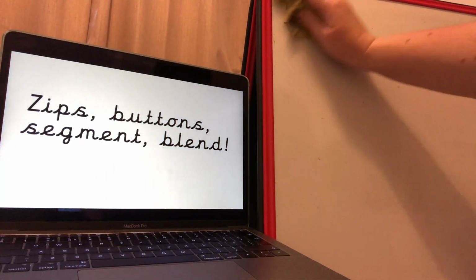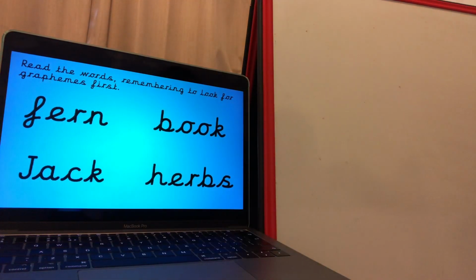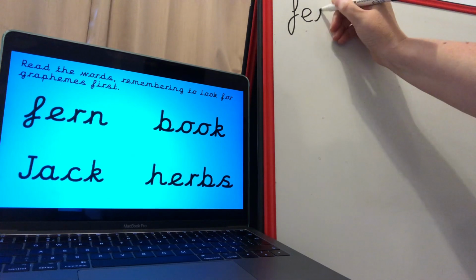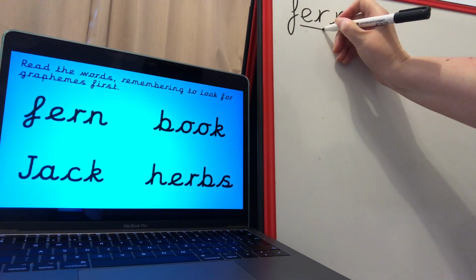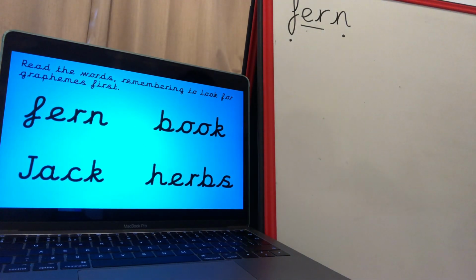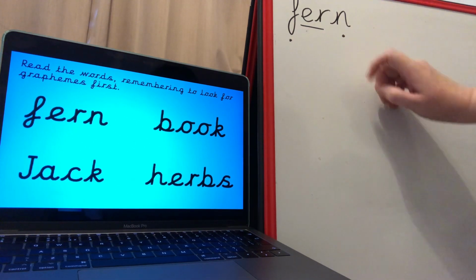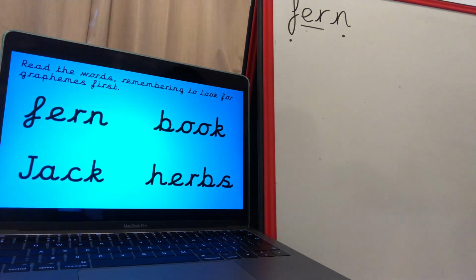Okay, we're going to use our zips, buttons, segment and blend to read some words. So the first word I'm going to write down. Remember, we always look for our digraphs or trigraphs first. There's an ER. Button the other graphemes and segment and blend. Fern, fern, fern.